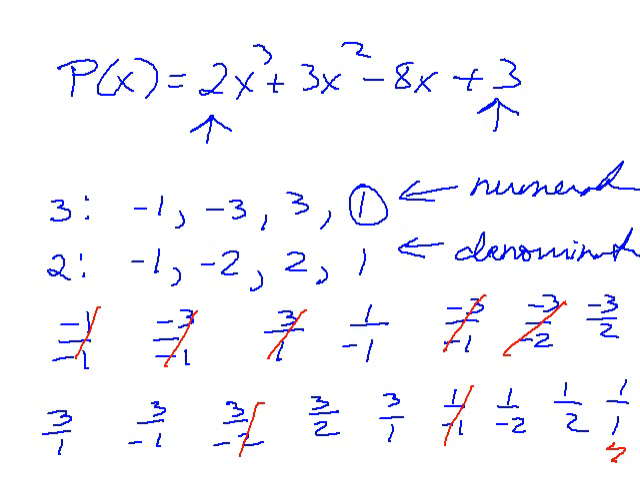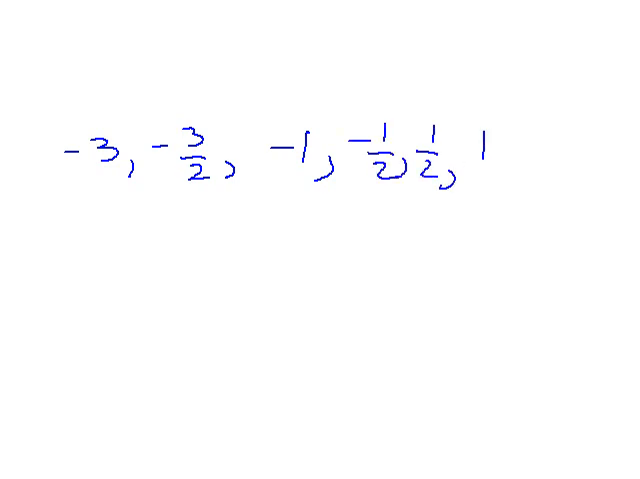So let me write that smaller list on the next slide. So here are the numbers that stayed. Minus 3, minus 3 halves, minus 1, negative 1 half, a 1 half, a 1, 3 halves, and 3. So that gives me 8 possible rational roots. Any root of that polynomial that's rational will be one of these numbers.